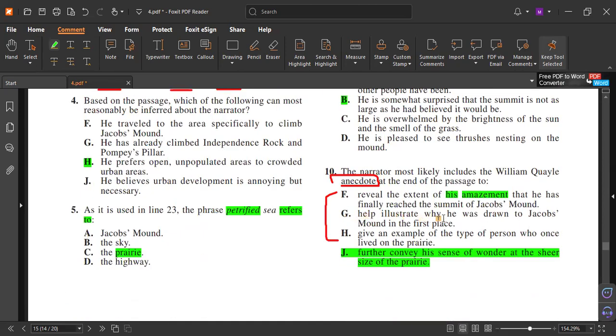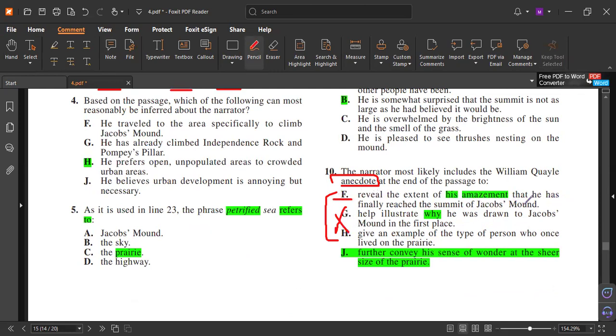Help illustrate why he was attracted to Jacob's mound in the first place. It gives the reason of attraction. He gives an example of the type of person who once lived on the prairie. We're not talking about what kind of people lived there or a characterization of the people living there. So it gives you ideas not mentioned. So this one should be wrong. So now this is a trap.